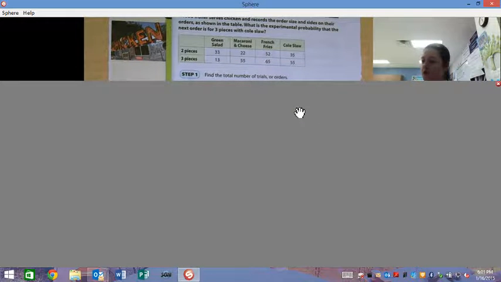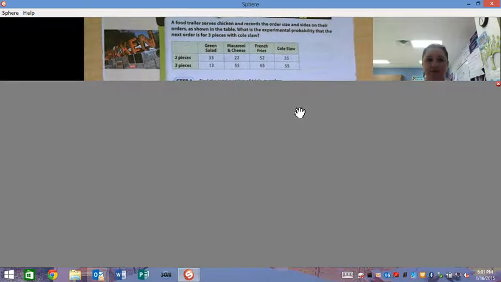Alright. Calculating experimental probability of compound events. So, the experimental probability of a compound event can be found using recorded data. So, example 1, we're going to walk through together. Let me slide down a little. A food trailer serves chicken and records the order size and sides on their orders, as shown in the table. What is the experimental probability that the next order is for 3 pieces with coleslaw?